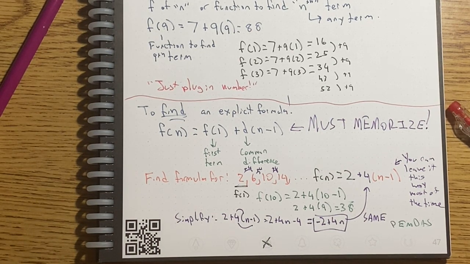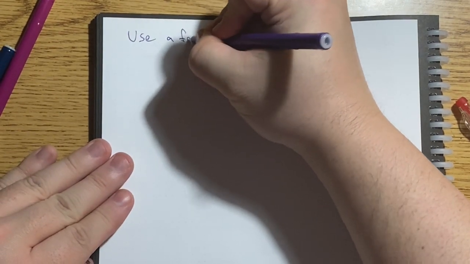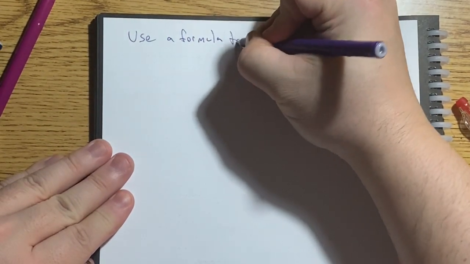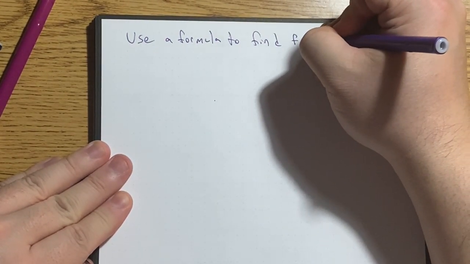That'll get you through arithmetic 1. And basically, it should get you through arithmetic 2 as well. Just know that you could subtract instead of add for the common difference. Actually, let's just do that real quick. So I could say something like, use the formula to find f of 23.